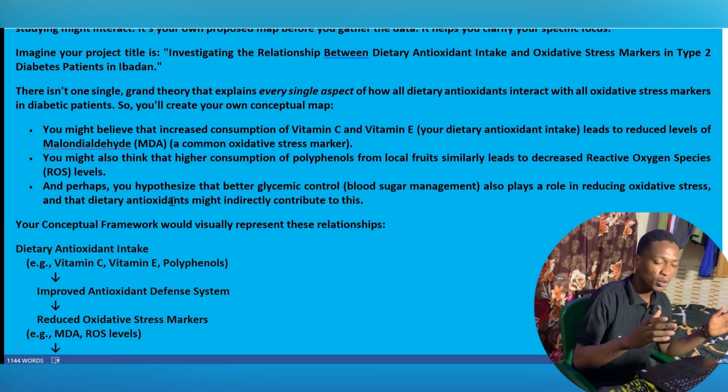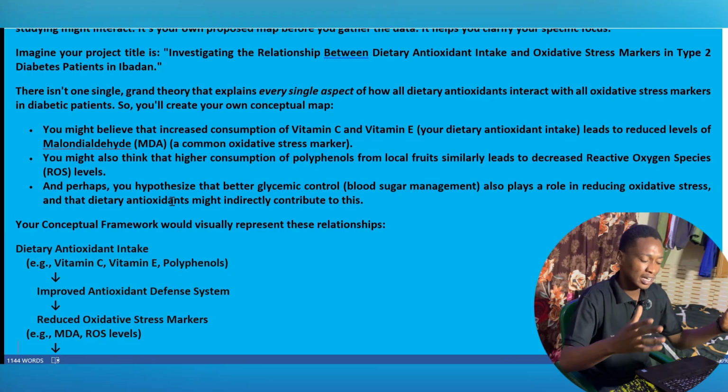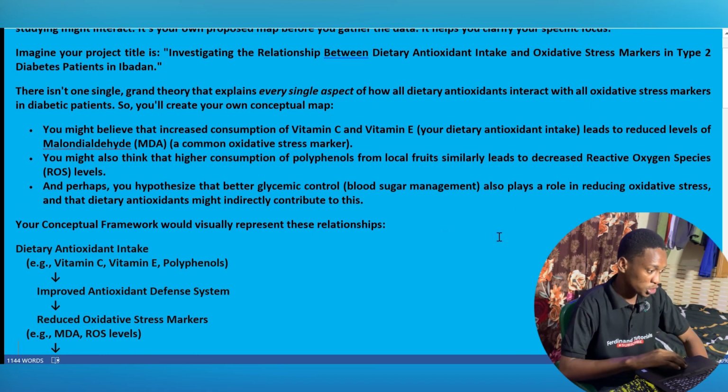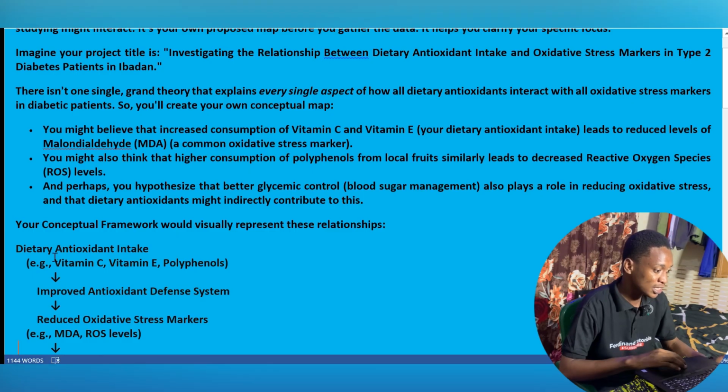Now, you form your conceptual framework like a diagram. This is how it's going to look. Your conceptual framework will visually represent this relationship. Dietary antioxidant intake, that's what I said: vitamin C, vitamin E, and polyphenols.